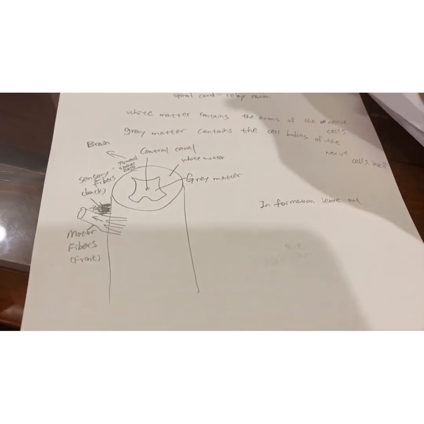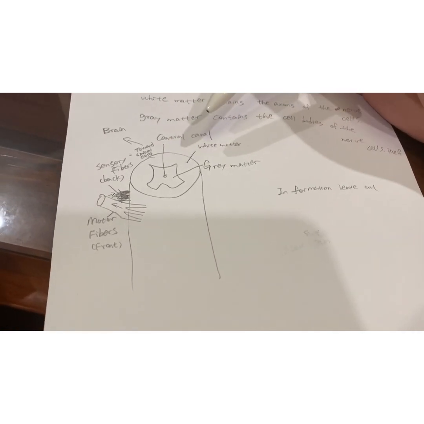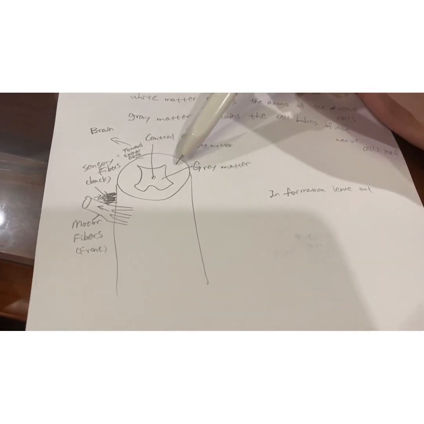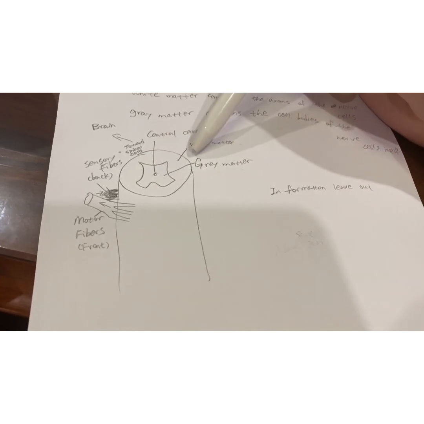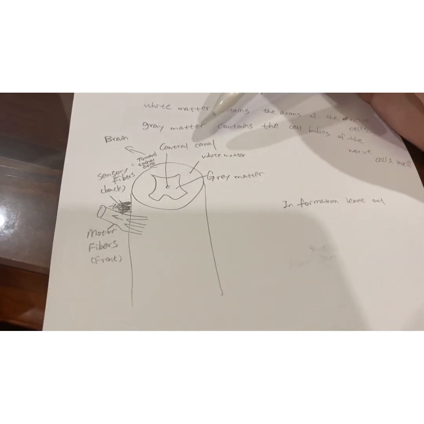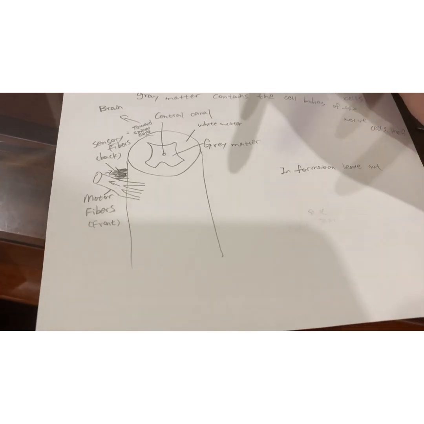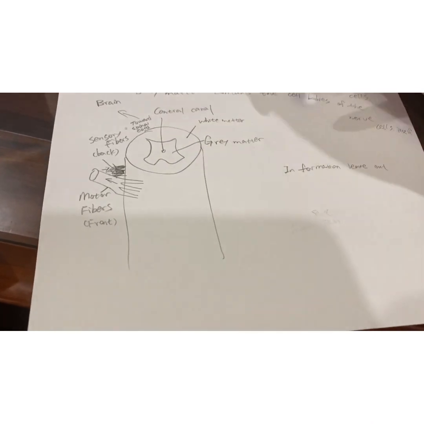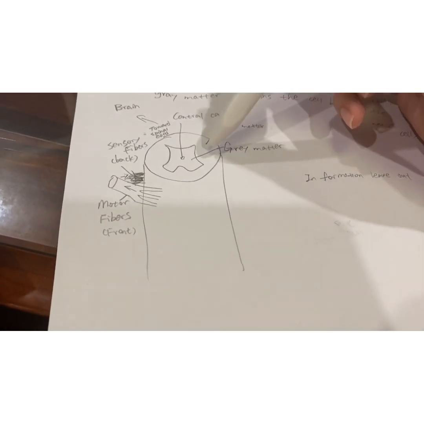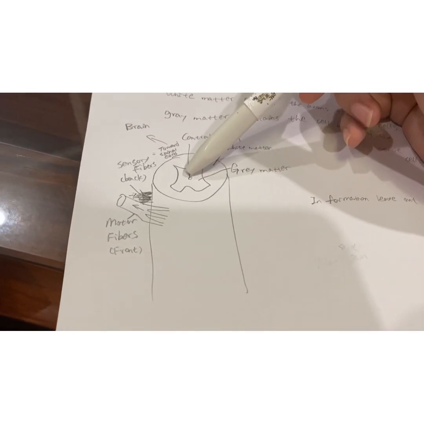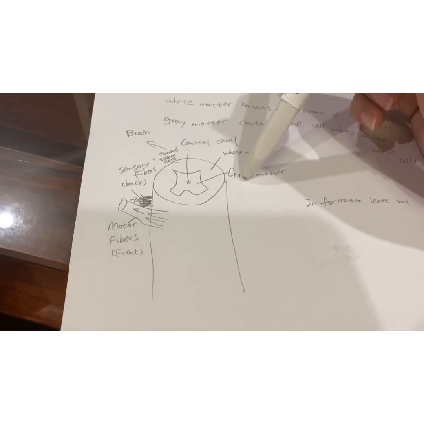And here I simply draw the structure of the spinal cord. So basically it contains white matter on the outside, and inside of it, in a butterfly shape, you've got gray matter. The white matter contains the axons of the nerve cells, and the gray matter contains the cell bodies of the nerve cells. And the center, this circle, is actually the central canal.